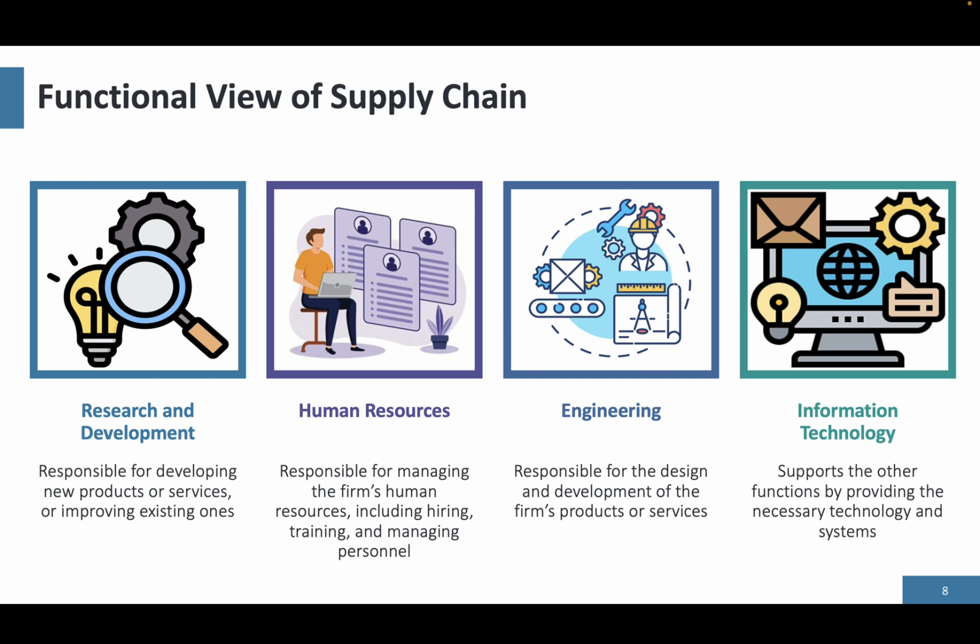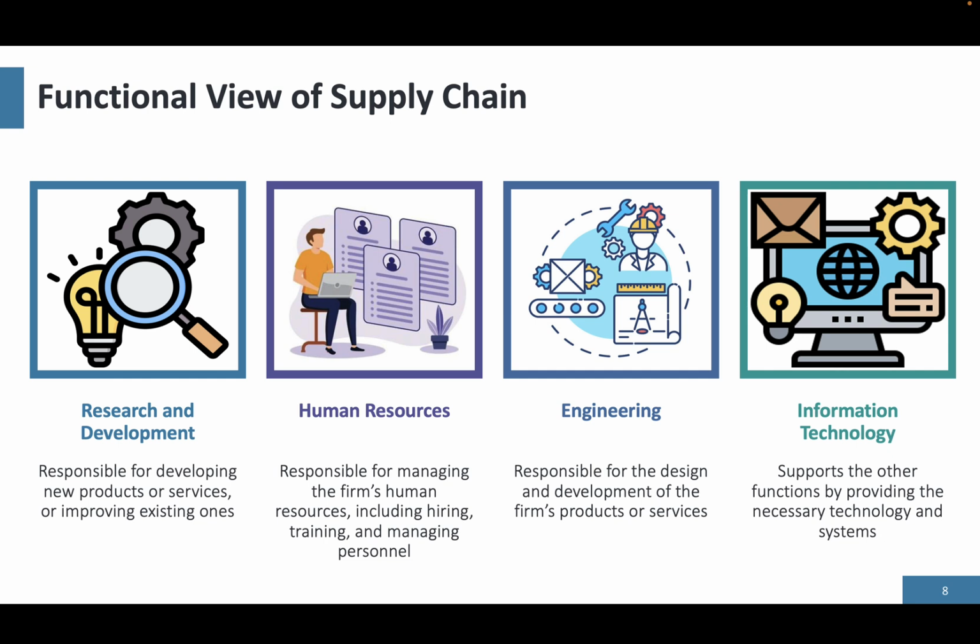Then there's human resources, or HR, and they help manage the firm's human resources through hiring, training, and managing personnel. While HR hires, trains, and manages people in all functions, it is really important to supply chain too, because they help find the supply chain professionals needed, with the skills who can manage a company's supply chain effectively.